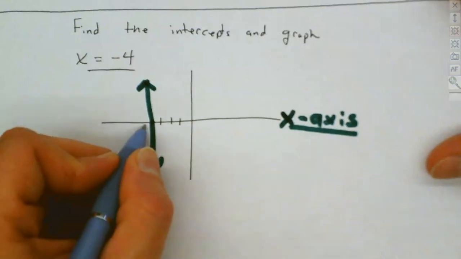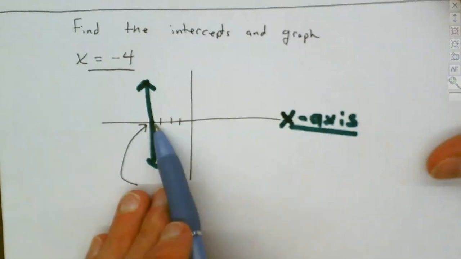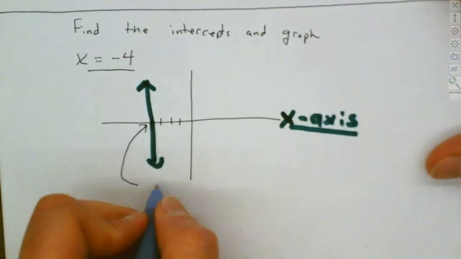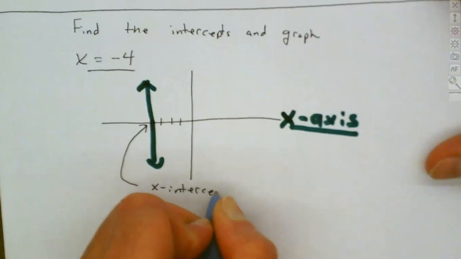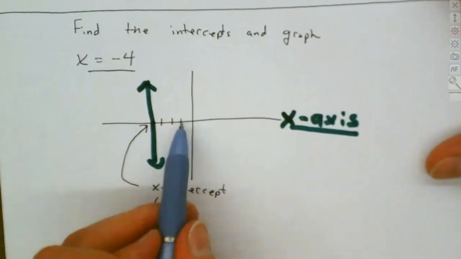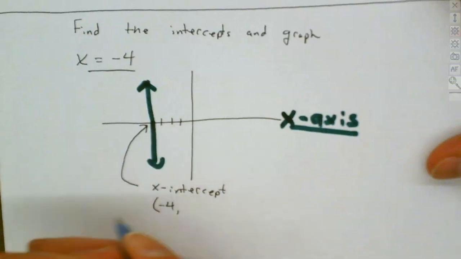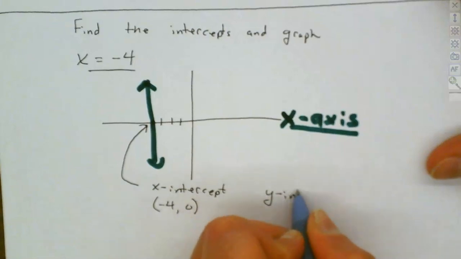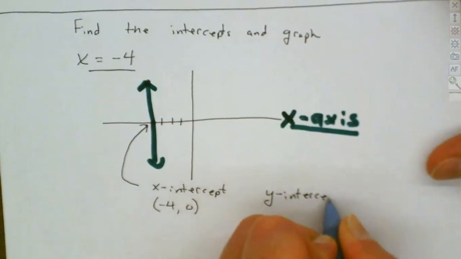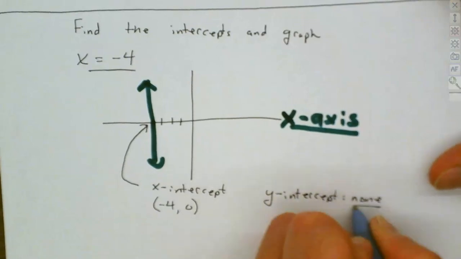Now, what about our intercepts? Well, it does cross the x-axis right here, and that would be the point. Counting over, 1, 2, 3, 4. That would be the point negative 4, 0. And for the y-intercept, we have none. Okay, so no y-intercept.